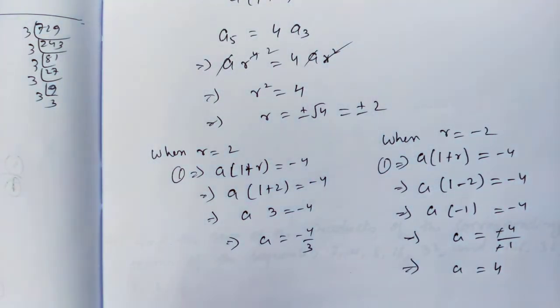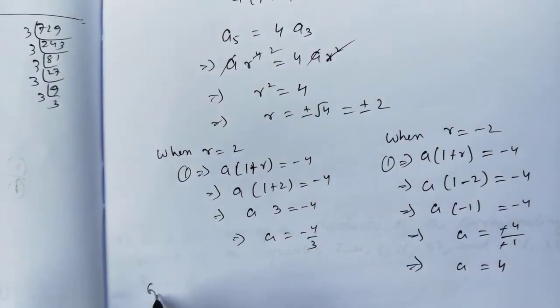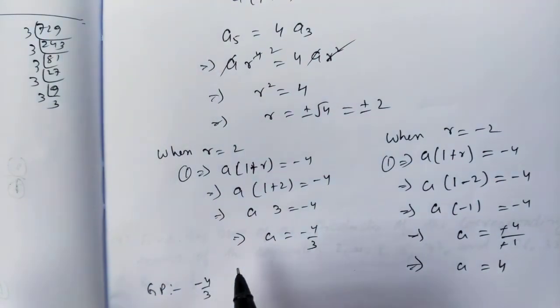So you can write the series now. GP in this case will be, A is minus 4 by 3. R is 2, so multiply by 2, it will be minus 8 by 3. Then multiply by 2, minus 16 by 3. It goes on like that.